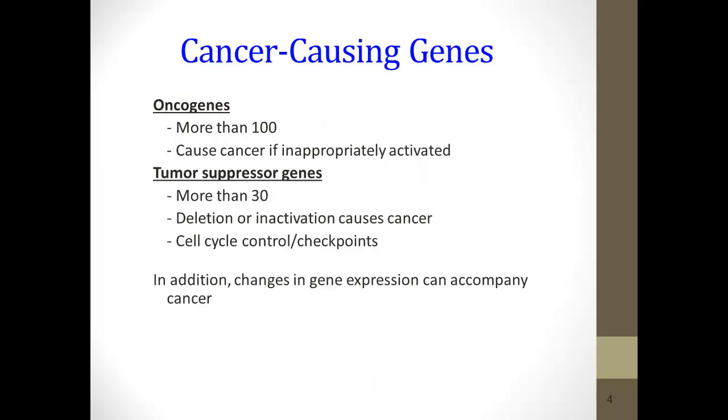So there are 2 specific types of cancer-causing genes. We have oncogenes, and we have tumor suppressor genes. So when oncogenes are activated, they cause cancer to develop. And when tumor suppressor genes have an alteration, cells neglect to go through their normal cell cycle control or checkpoints.